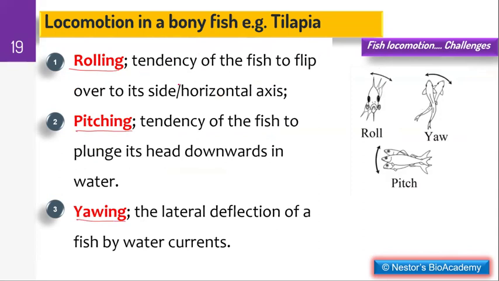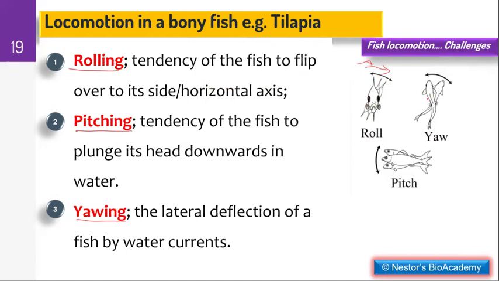When we talk about rolling, it is the tendency of the fish to flip over to its side or along its horizontal axis, like what you can see in this illustration here. You can see the fish wants to move forward, like it's moving towards us, right? But you can see there's a tendency of a force trying to flip it over. This could be due to the water currents. So you can see it is being pushed over its side horizontally. That is what we refer to as rolling.